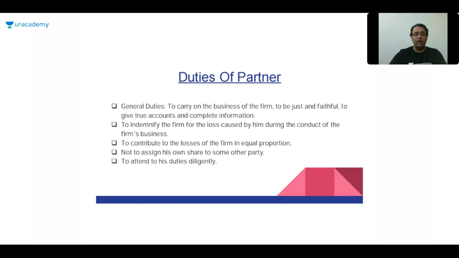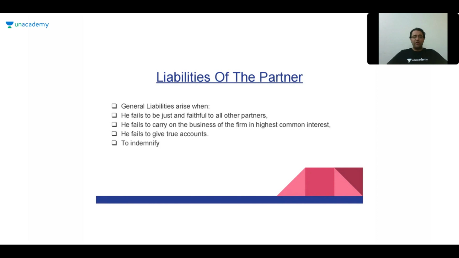Okay. Now, liabilities of a partner. General liabilities arise when he fails to be just and faithful to the other partners, fails to carry on the business of the firm in the highest common interest, or fails to give true accounts and to indemnify. Please remember, if any partner works in a dishonest manner, or due to his actions any of the other partners suffer losses, then it is the liability of the partner, due to whose negligence or misconduct the other partners faced a loss, to reimburse or indemnify them. Also, if he fails to carry out his operations diligently, or fails to give his accounts to the other partners of the firm diligently, then he will be liable to the partners and the firm.